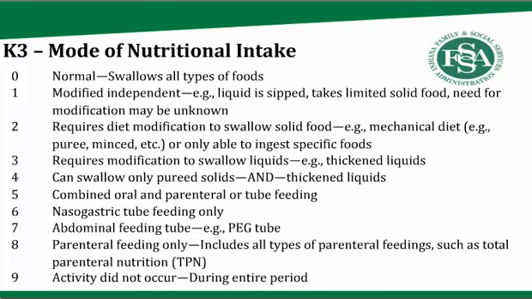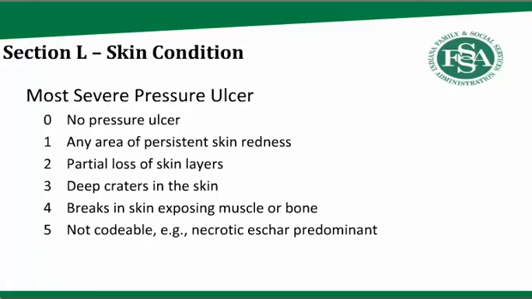Next, we move on to the most severe pressure ulcer. Again, you should be able to capture this information through chart notes or talking with your colleagues in hospital. For this one, if somebody has more than one ulcer anywhere on their body, we're looking at the most severe one. So keep that in mind when you're looking to code for this.